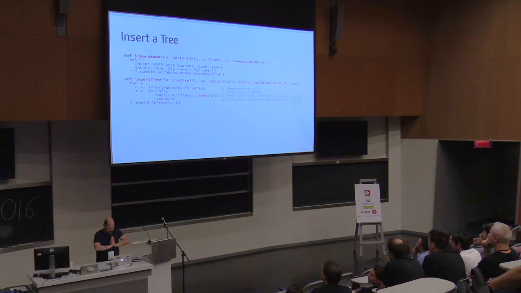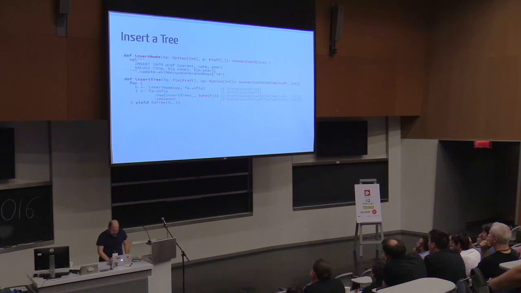So how does it work? So the first thing we get is a Fix of Prof, and the only thing we know how to do with it is insert node. So we'll call insert node, and we get back a ConnectionIO of Int, and that gives us the ID back. That's going to be the head of the Cofree. And for the tail, we get the Prof, and we map recursively. We call ourselves recursively, and for each child, we insert that tree.